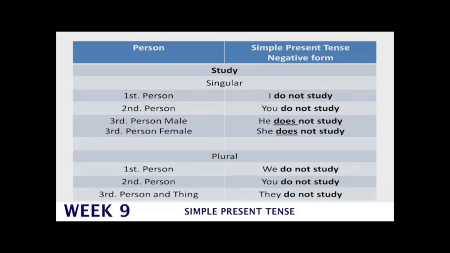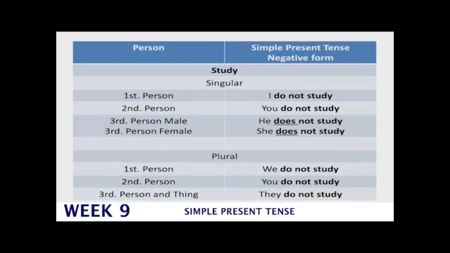In the third person male, I would say he does not study. Since it is the third person, as we saw in the affirmative form, for the third person we have to use it with an S or an ES. In this case we're using do, so for the third person we would use does. So he does not study. For the female we would use in the third person she does not study.